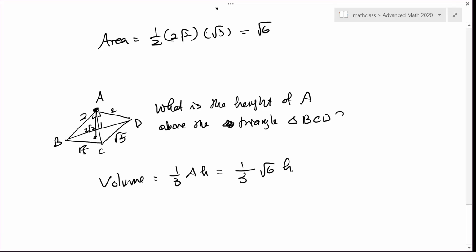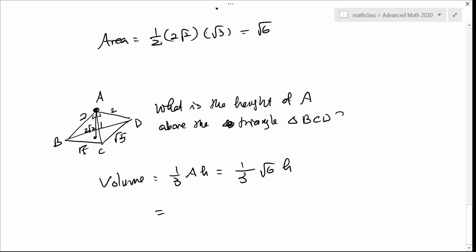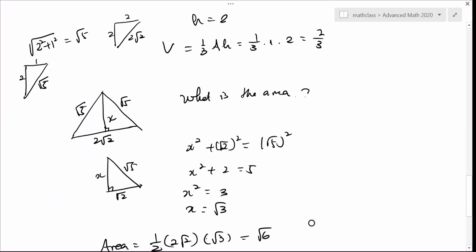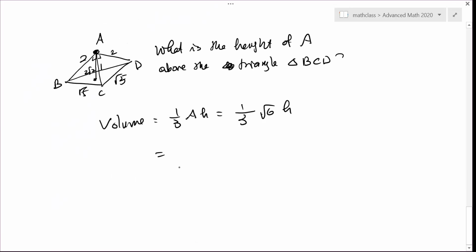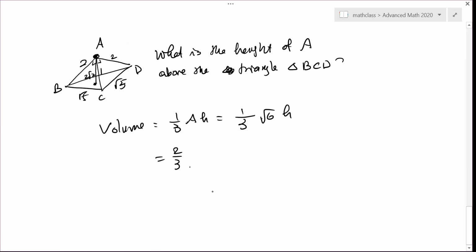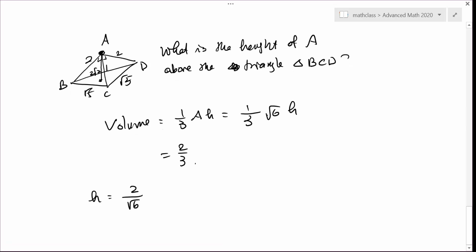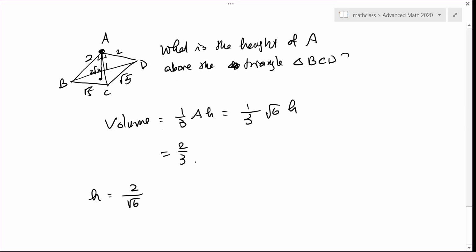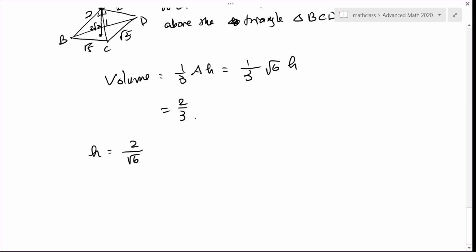And H is the height. But on the other hand, I already found the volume. The volume of this, look at that, we already got it. It's 2/3. So you have a 2/3, right? Then H is going to be, 1/3 is gone, so it's going to be 2/6. Okay, so you can get all of the information you need there step by step. That's a good problem.